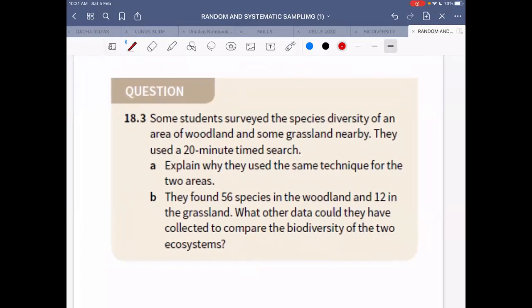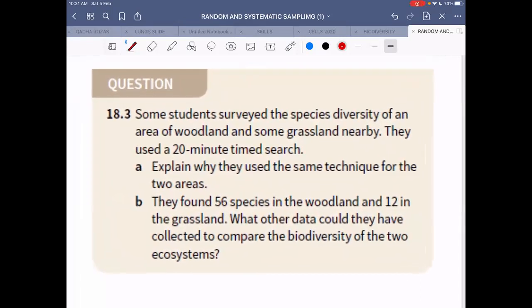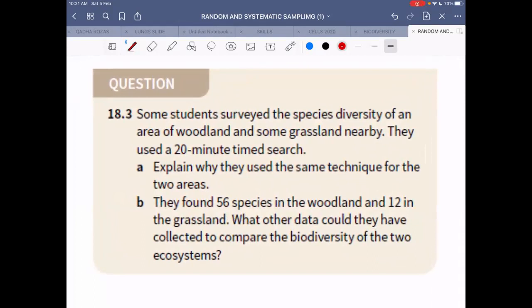अच्छा, this is a very एक general सा question है कि some students they surveyed the species diversity of an area of woodland and some grassland nearby, and they used a 20-minute time search. यानी कि they were supposed to find out the species diversity. एक करीब area था grassland का भी और woodland भी, and they were given this 20-minute time कि वो search करें और find out करें कौन कौन सी species वहाँ पे. Explain why they use the same technique for two areas.